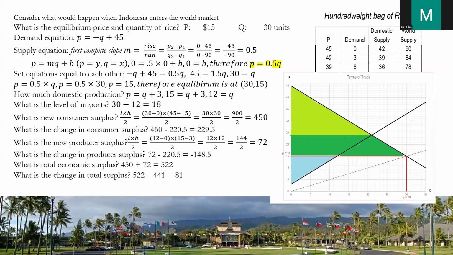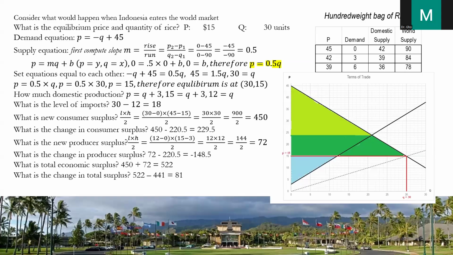They're only willing to sell 12. So that gives us an excess demand of 30 minus 12, or 18 units. That's a quantity. The excess demand is satisfied by importing those units of rice, or whatever type of unit is being imported that we're talking about.